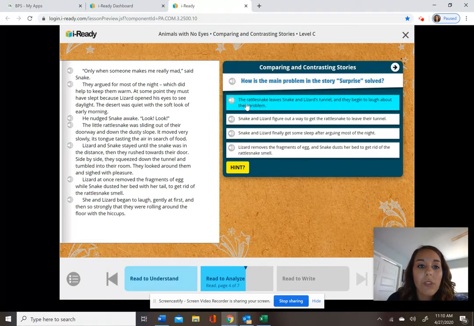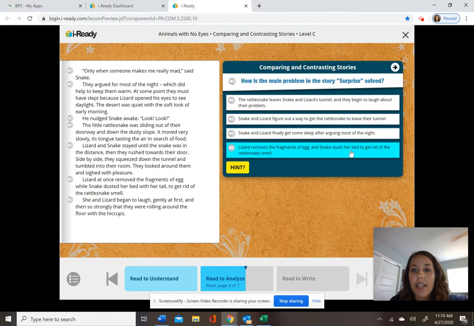And I will tell you the correct answer is in the 4th paragraph. It says the little rattlesnake is sliding out of the doorway. It moves slowly. And then at the very end, they looked around and sighed with pleasure. And at the end, they're laughing. So whichever one you think belongs to it, Lizard does remove the fragments of the egg. It says here, snake dusts her bed to get rid of the smell. That's how they got rid of the egg.